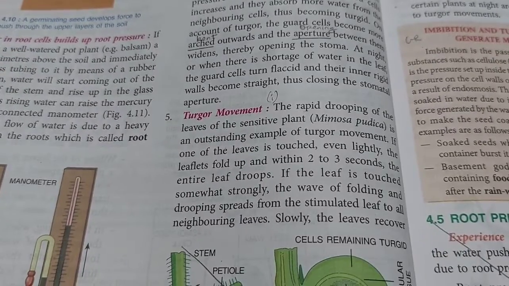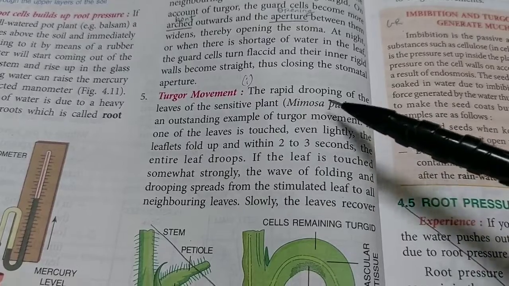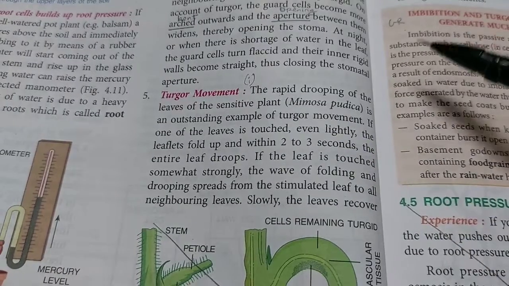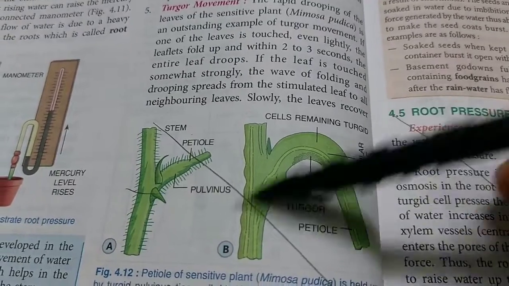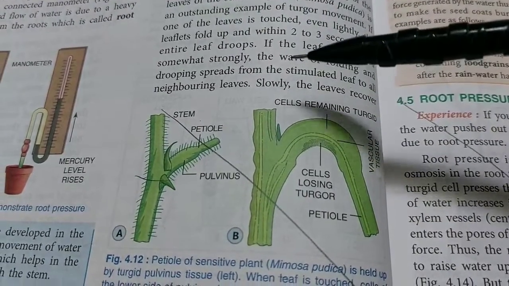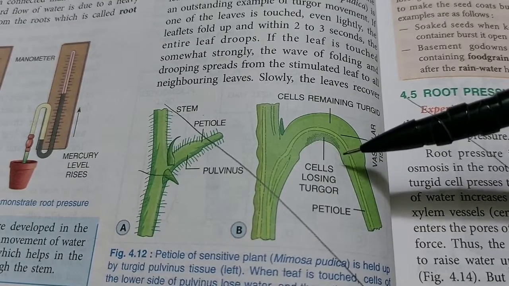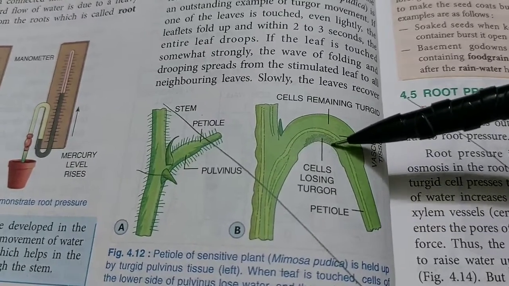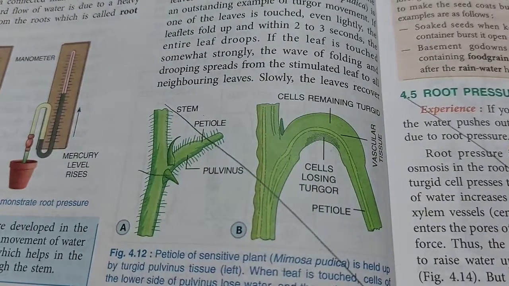Next, Turgor movements. We have 3 examples here. Number 1, the rapid drooping of the leaves of the mimosa plant. It's similar to a touch-me-not plant, where the moment you touch it, the water moves towards other cells and the cells become flaccid, and then it droops. And after some time, these cells will become turgid once again. They will absorb water and it will become erect soon.